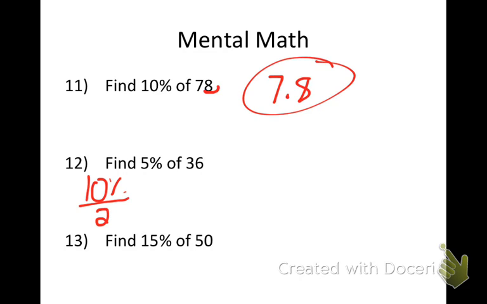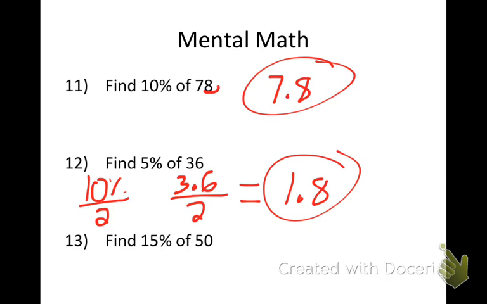Okay. Well, let's find 10% of 36. What's 10% of 36? Well, that's 3.6. 3.6 divided by 2 gets me 1.8, and that is now 5% of 36. Okay, again, I can use that 10% rule almost any time and get to any percent out there.